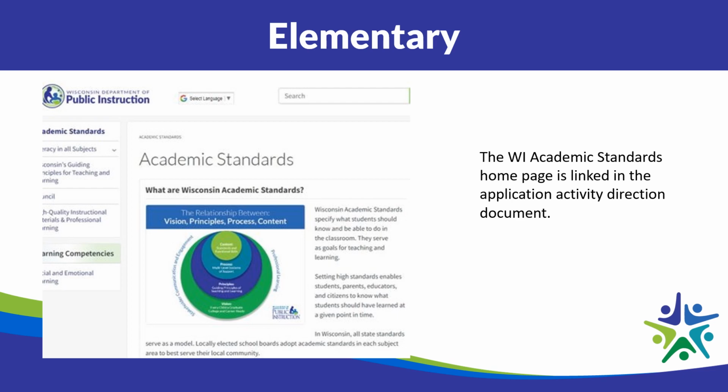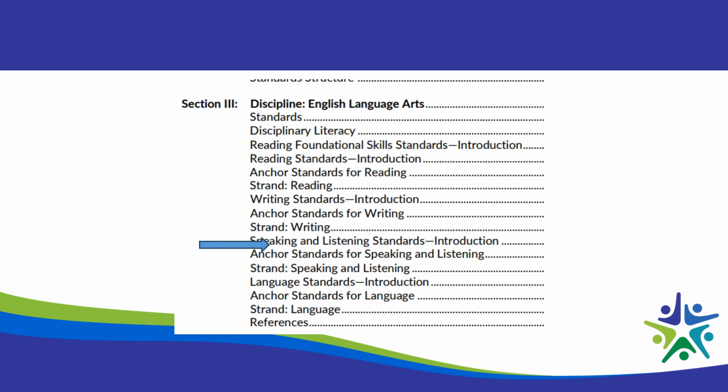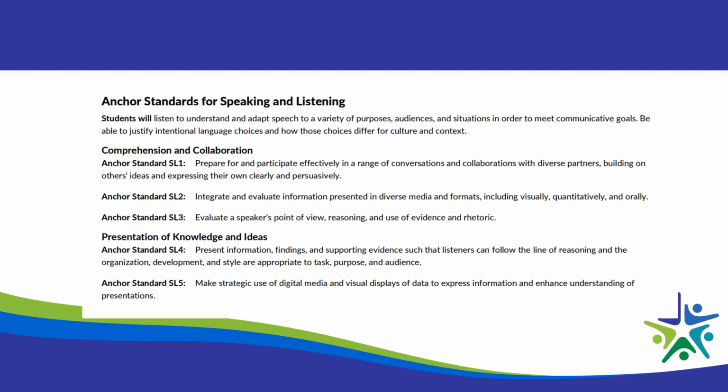For our elementary-based SLPs, we recommend reviewing some of the academic standards. For my example, I'm going to choose the English language arts and specifically the speaking and listening standards. So I'm going to go to that section in the PDF version of the standards. I'm going to review. You can see that there are 2 different areas, comprehension and collaboration, and then presentation of knowledge and ideas.